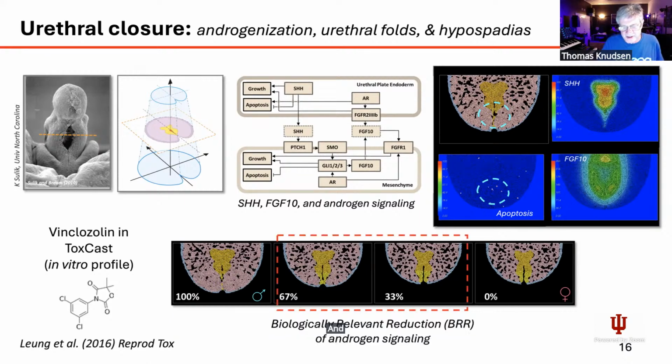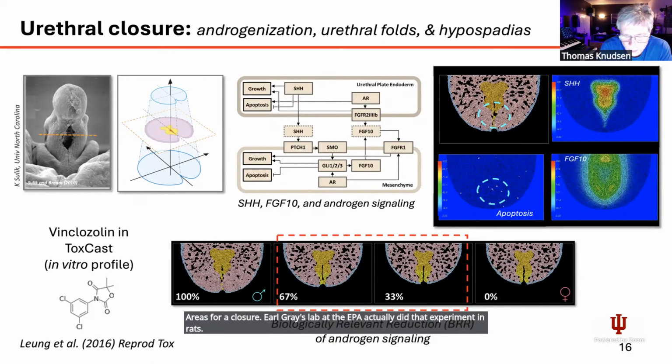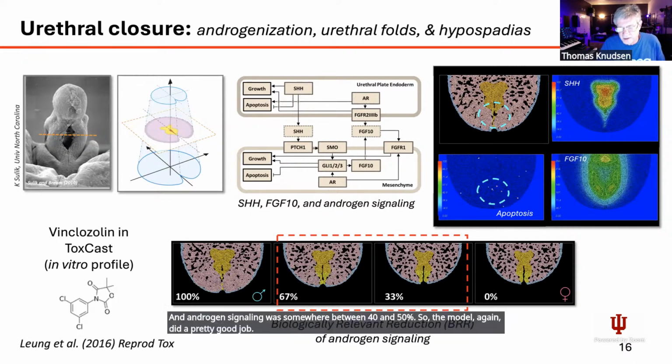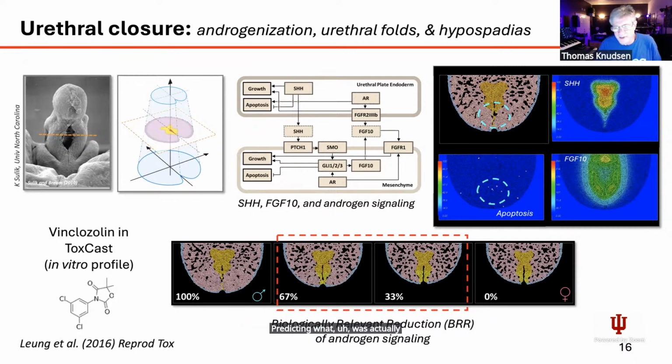And that turned out to be somewhere in that range, where about a 30%, maybe to 60% drop was able to predict statistical effects on the incidence of urethral closure. Earl Gray's lab at the EPA actually did that experiment in rats, and they reported for different phthalates that the biologically relevant reduction in androgen signaling was somewhere between 40 and 50%. So the model, again, did a pretty good job predicting what was actually shown experimentally.